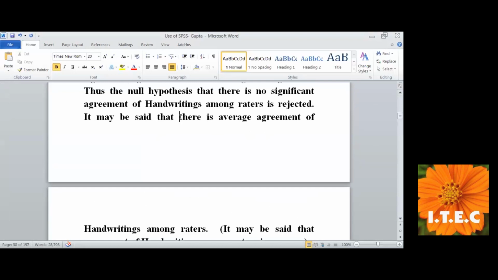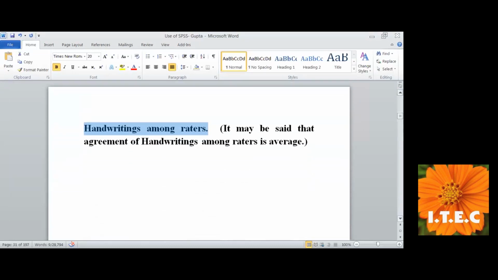That there was an average agreement of handwritings among raters. So you can write any one you like, and that becomes your finding. So this is the one example I have taken.